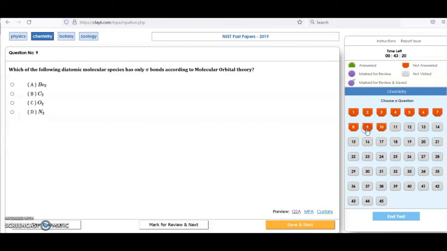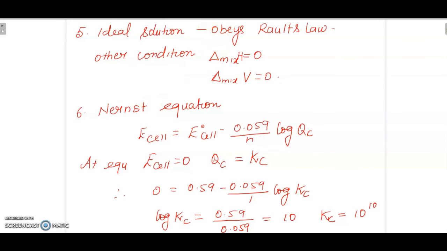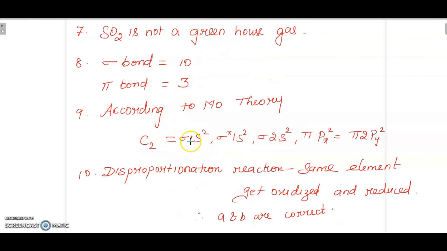Let us have a look at question number 9. Which of the following diatomic molecular species has only pi bonds according to molecular orbital theory? When we look at the options, it's very clear that C2 is the right answer, because according to molecular orbital theory, C2 has sigma 1s square, sigma star 1s square, sigma 2s square, and we get pi px square. So it's very clear that C2 has only pi bonds.